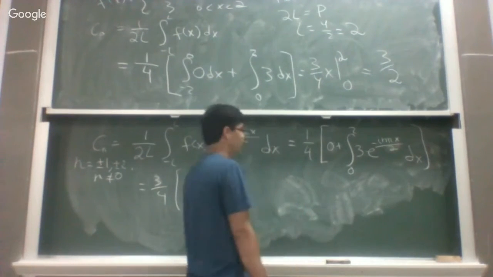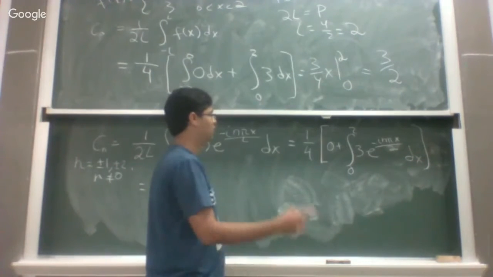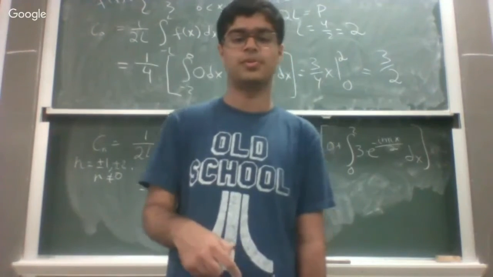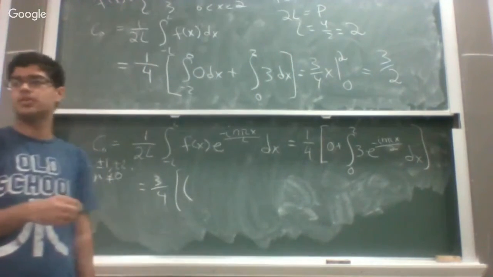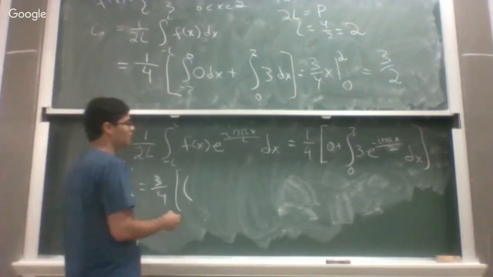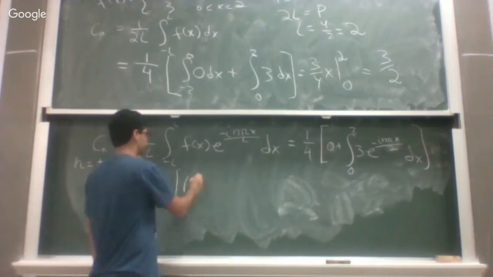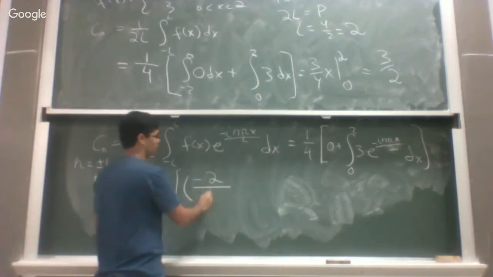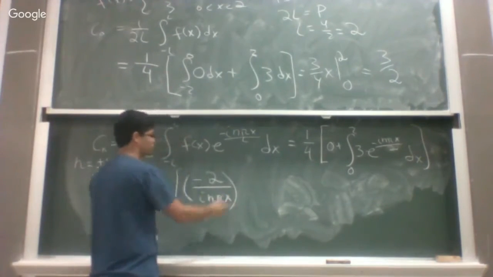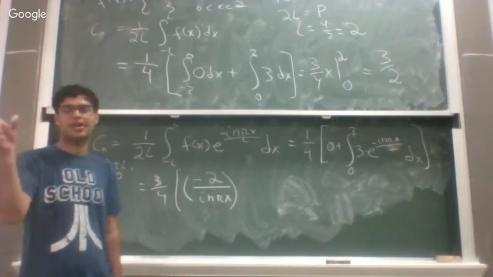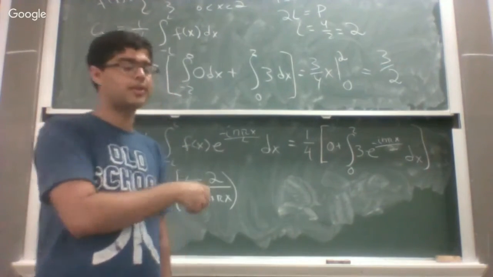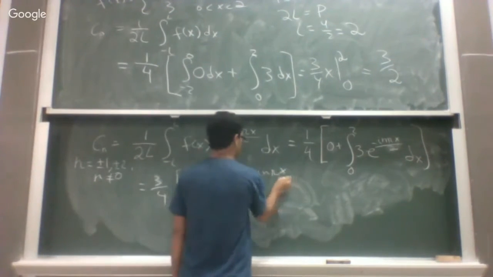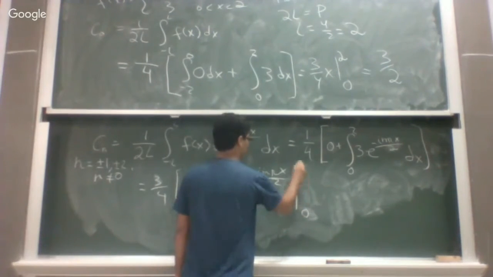U is negative i n pi x over 2. So you flip it. That's what I'm trying to remember. The formula is negative 2 over i n pi. I just memorized that it's a flip. You have a du, so without the du, you divide by whatever you had. Essentially, you divide by what's in the top, so it's flipped upside down there, times e to the negative i n pi x over 2, going from 0 to 2.